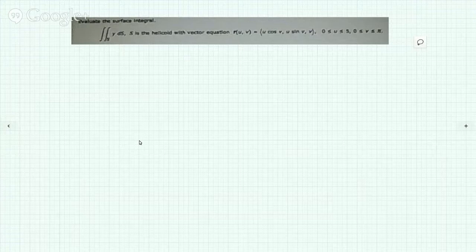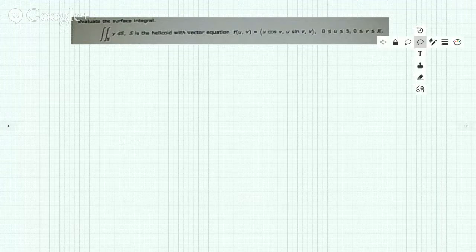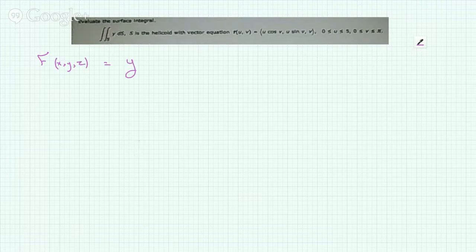Okay, so the question asks to evaluate the surface integral where S is the helicoid with the given vector equation. And of course here our F of X, Y, Z is just Y, and I could express this as a composite function of r(u, v) to be able to evaluate the integral.